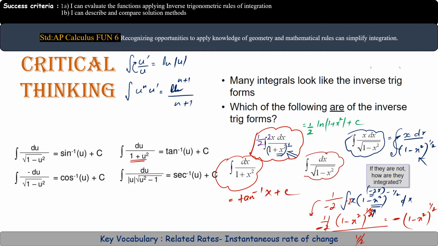Similarly, in the question over here, dx over square root of 1 minus x square, the main thing is that the derivative is not written on the top. So here we will see that it is du over square root of 1 minus u square. The answer is sine inverse of x plus c.